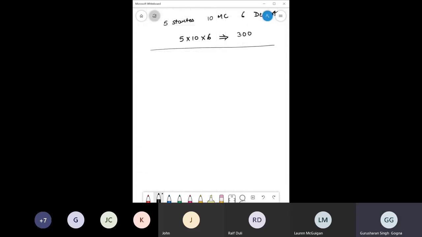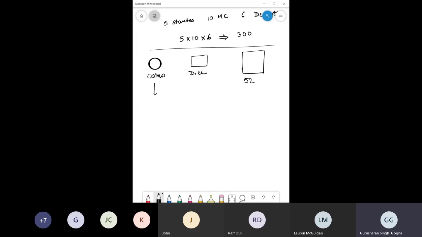Now, the second is in different types of experiments in probability related to your course, they can give you questions related to coins. They can give you questions related to dice, and they can give you questions related to a pack of cards, isn't it? So how many cards are there? 52 in total, isn't it?